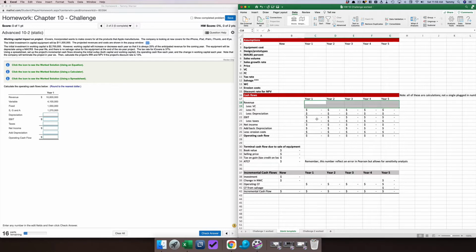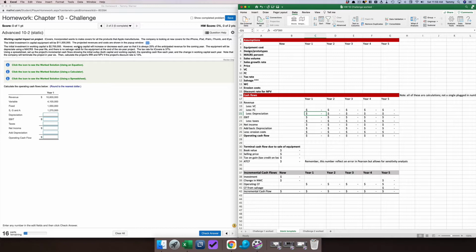But the rest of them, all these subtotals, your EBIT, your taxes, and all that kind of stuff, as long as you keep your assumptions in the same spot, then your depreciation calculation, for instance, is going to just automatically calculate. It's calculating as your equipment cost times the depreciation percentage for that year. So that's kind of a handy thing. It'll make our lives a little bit easier.